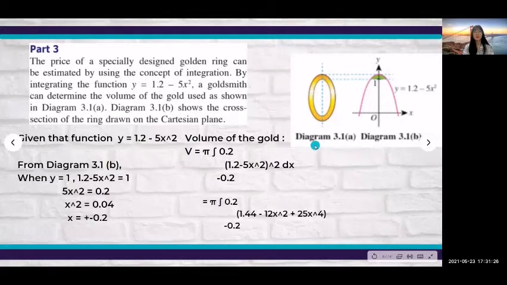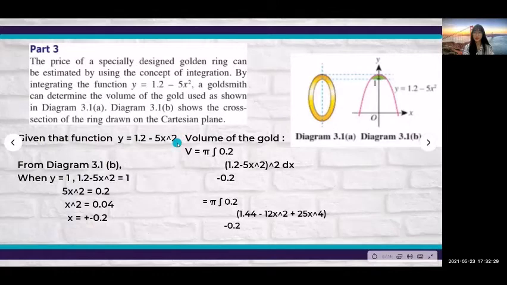In the question given, the first piece of information is the function y equals 1.2 minus 5x squared. The second piece of information we can get from the graph in diagram 3.1b. From diagram 3.1b, when y equals 1, then 1.2 minus 5x squared equals 1. So 5x squared will equal 0.2. So the x value that we can get is plus and minus the square root of 0.2.